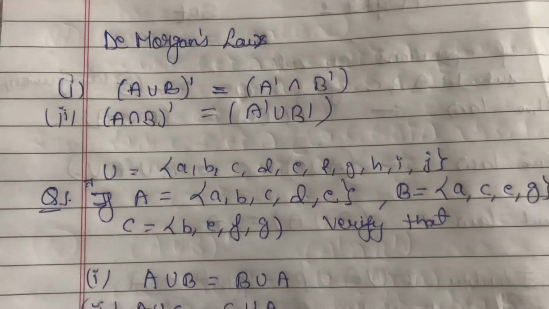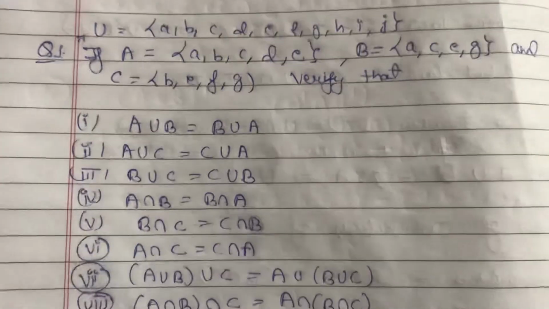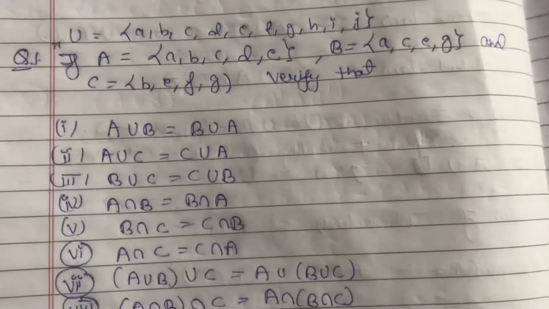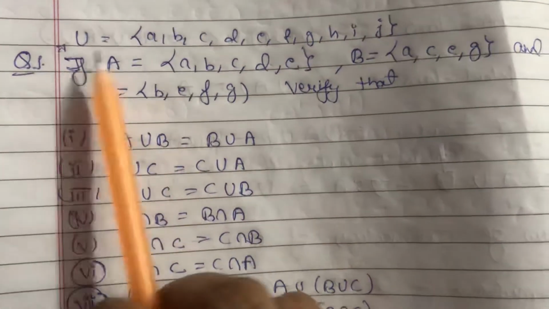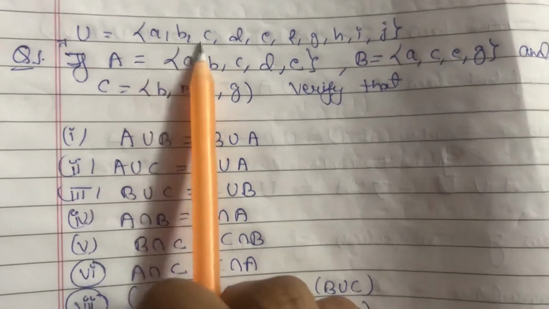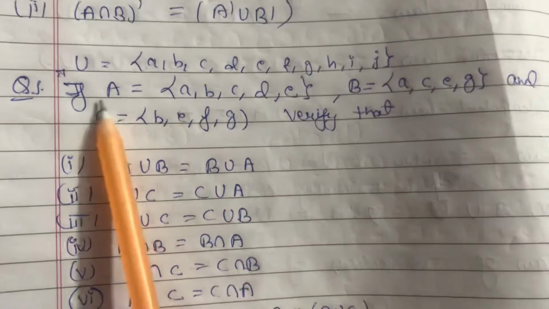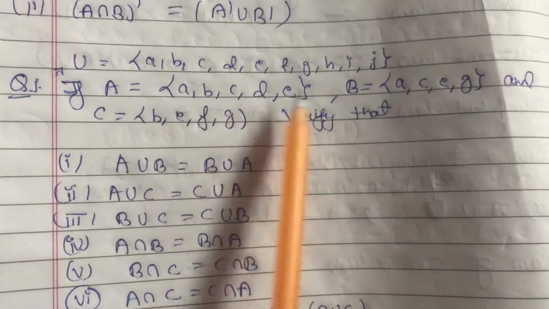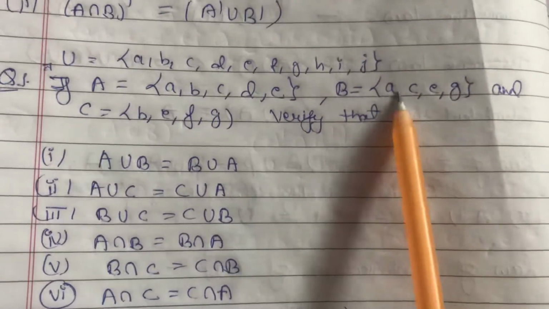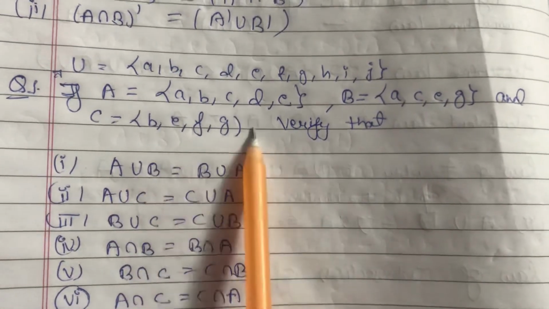Now let's solve a question based on the above laws, which I have explained. Now the question is, the universal set is this. The elements are A, B, C, D, E, F, G, H, I, J. The set A has the elements A, B, C, D, E. The set B has the elements A, C, E, G. And the set C has the elements B, E, F, G.